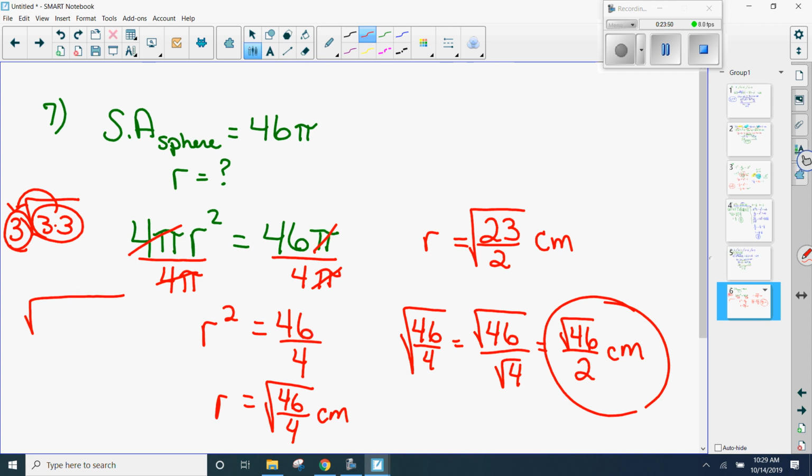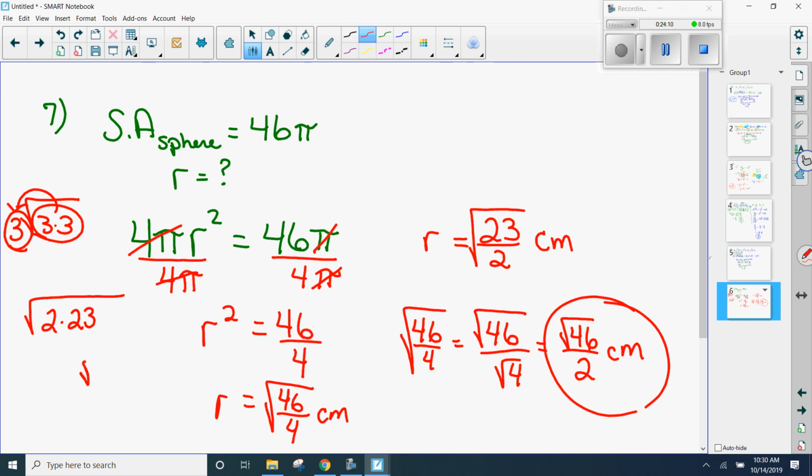If I talk about 46, what's the prime factorization of 46? 2 times 23, right? Do I have a pair? No. So I cannot simplify the square root of 46. It just remains as the square root of 46.